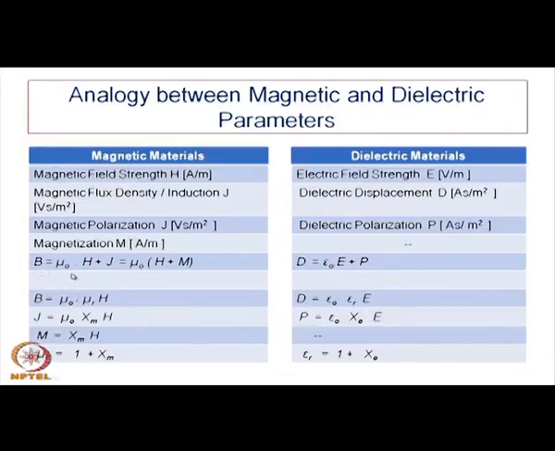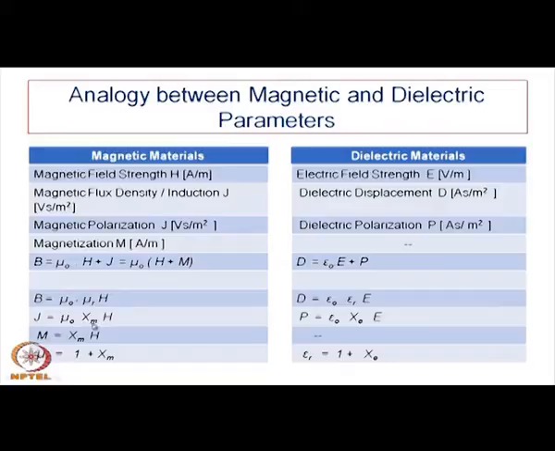B equal to mu 0 H plus J, that is mu 0 H plus M, that I have written earlier, and here also the similar expression: dielectric displacement is equal to epsilon naught E plus P, polarization. Here J is the polarization, here P is the polarization, and then once again one can write this expression we have also seen, mu 0 mu r H, and here also dielectric displacement equal to epsilon 0 epsilon r E.